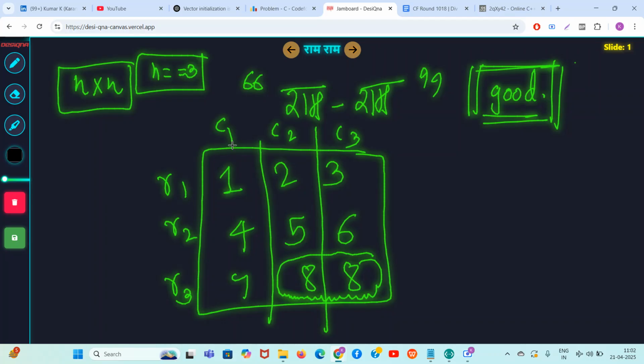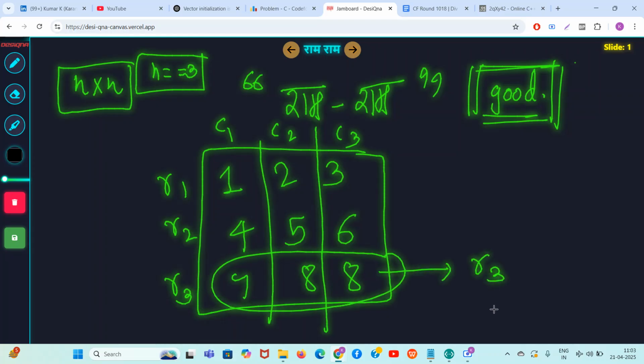If you do an operation on the first column, the cost of doing that will be C1. Similarly, if you do the operation on the second column, the cost will be C2. If you do the operation on the third column, the cost will be C3. Like that, if you do the operation on the first row, the cost will be R1. On the second row, the cost will be R2. On the third row, the cost will be R3. So hopefully you guys understood.